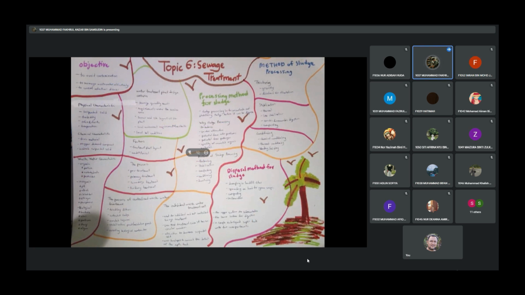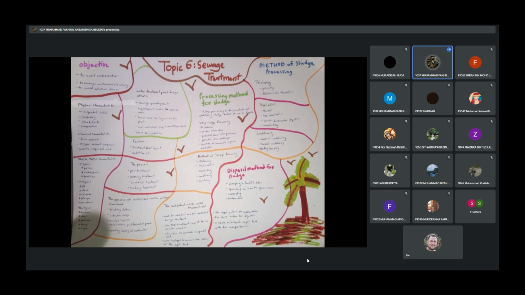The objective of sewage treatment is to avoid contamination and to manage wastewater effectively. The physical characteristics are suspended solids, turbidity, odor and taste. The chemical characteristic is toxic material. The wastewater characteristics are organic and inorganic, such as the organic being protein, and the inorganic being pH or alkali.